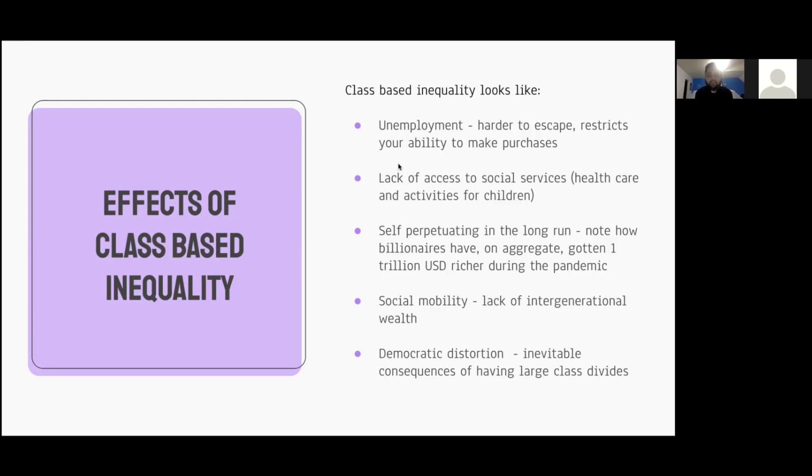One, unemployment becomes much more difficult to escape, and it also significantly restricts your ability to make purchases for your daily life. Two, you have a lack of access to a lot of social services. This is especially true in the United States, where a lot of social services are still privatized, and as a result, you have to pay significant sums for them. But this is also true in Canada. Just because we have government-run healthcare doesn't mean it's always accessible, or that it's always built considering the effects of class-based inequality.